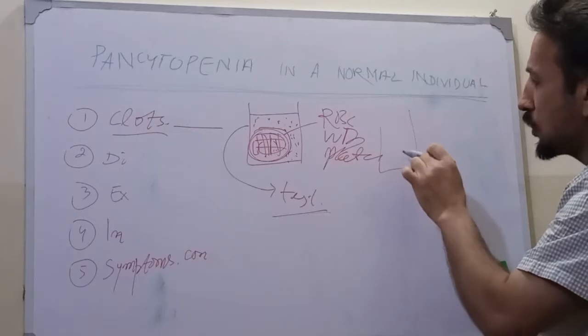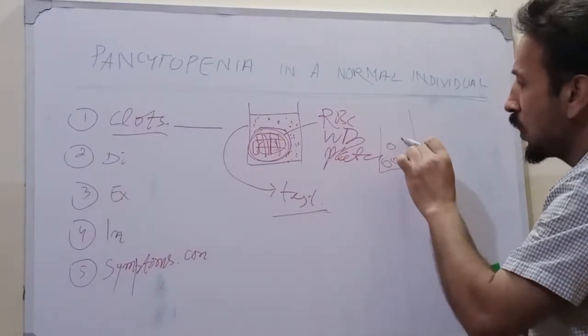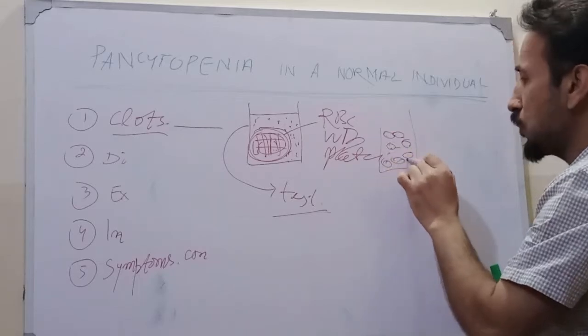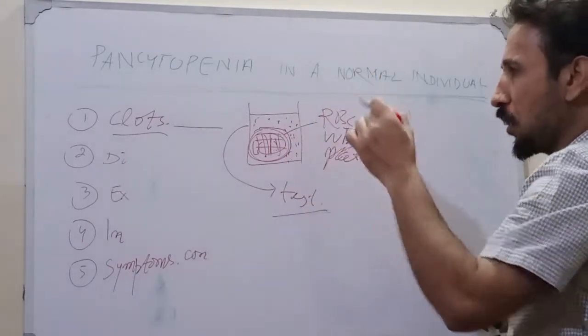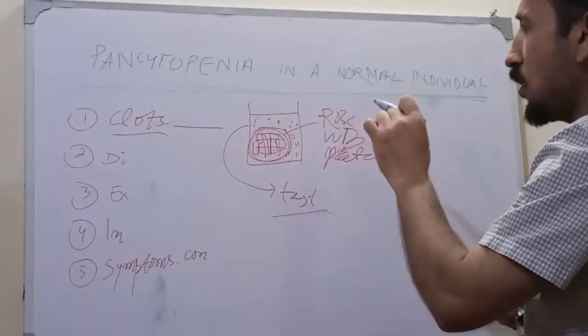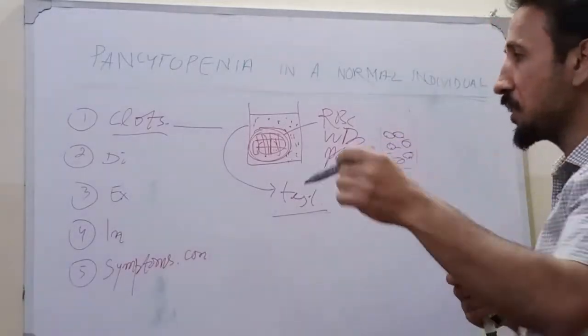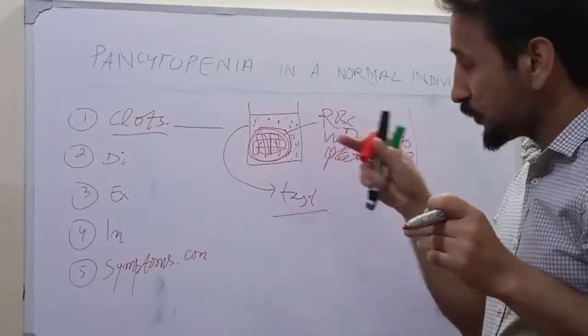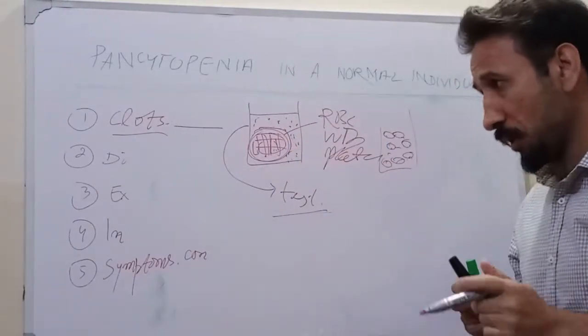Multiple clots may also lead to pancytopenia in a healthy individual, apart from this big clot. This is the most common cause which can cause serious concern over pancytopenia in a normal individual.